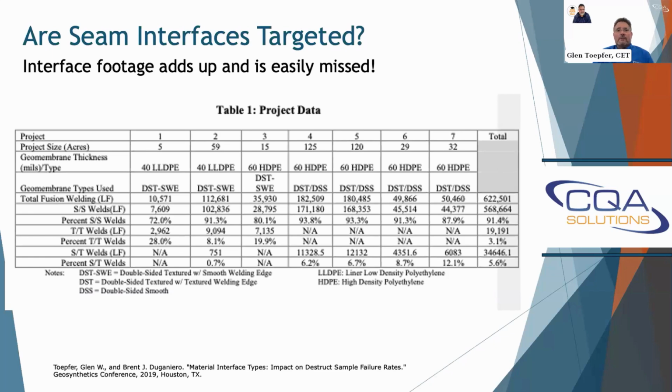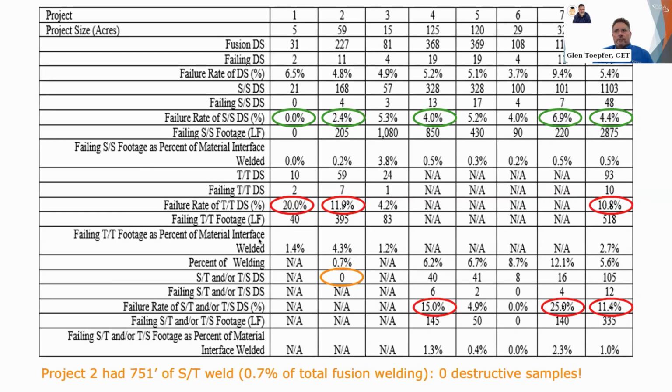So you run into the different interfaces, and that poses different challenges on welding. Yet a lot of times these seams are overlooked and their footage adds up, just like extrusion repair footage adds up. And then just like extrusion repair footage, anytime a textured seam is involved, the failure rate goes up. So we see significant failure rates going up on texture, and any textured interface.